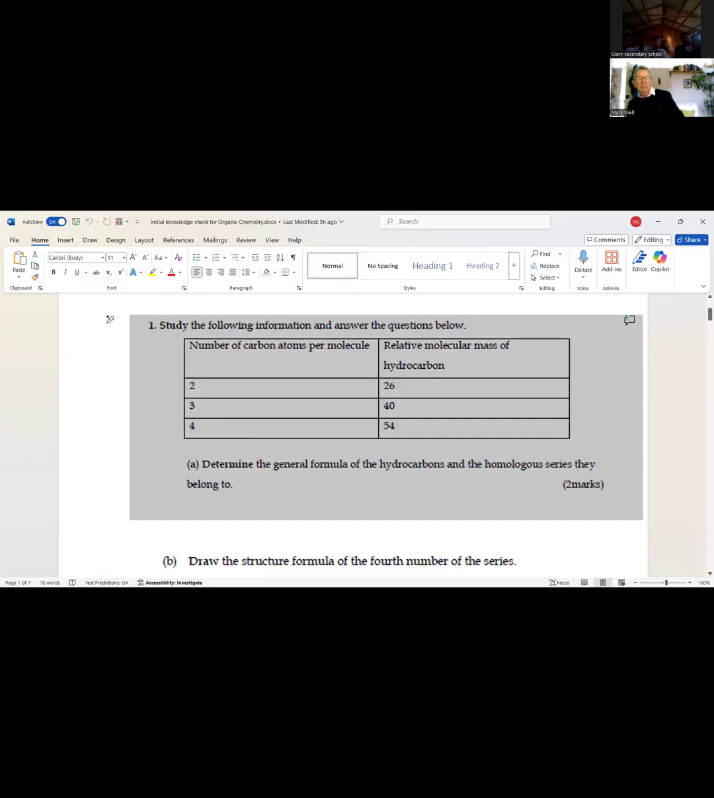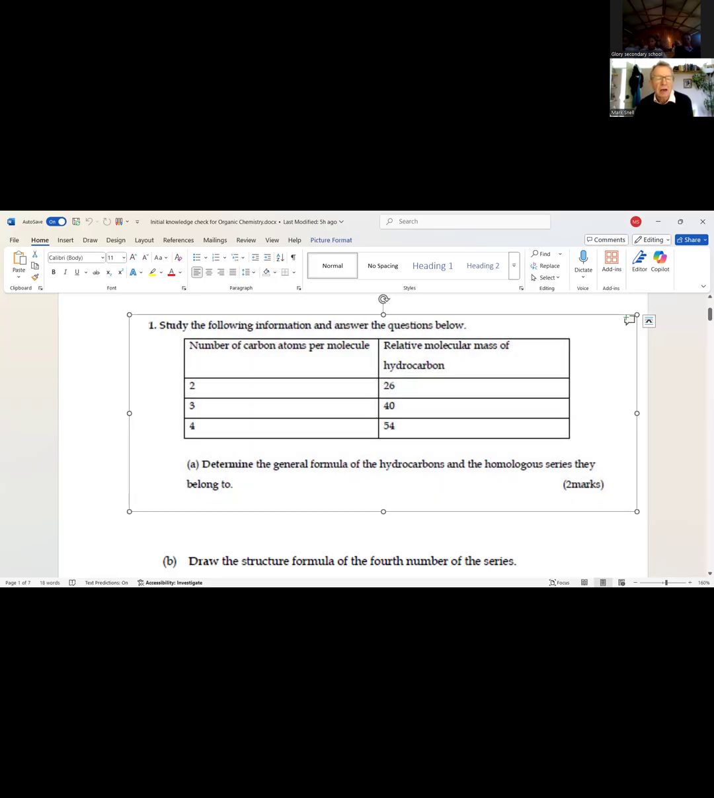So have a look at this bit here. It says there's the number of carbon atoms per molecule. There it is, RMM of a hydrocarbon. It tells you it's a hydrocarbon. Work out what the one with 2, 3, and 4 would be, and then tell me what the general formula is and the homologous series they belong to. And then draw the structural formula of the fourth member of the series. Okay, so there's the whole question. Let's see if anybody can do it. I'll be coming to you and asking what you think of the answer in just a moment.